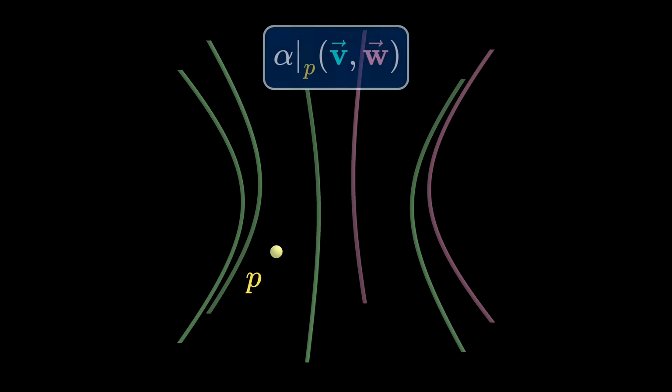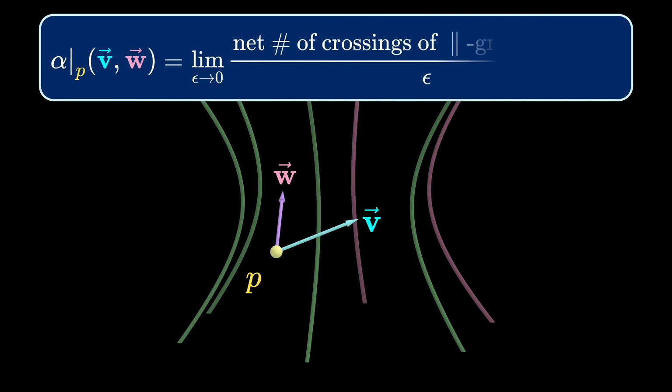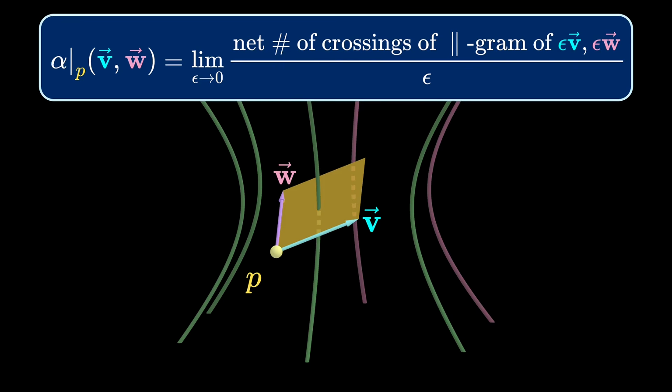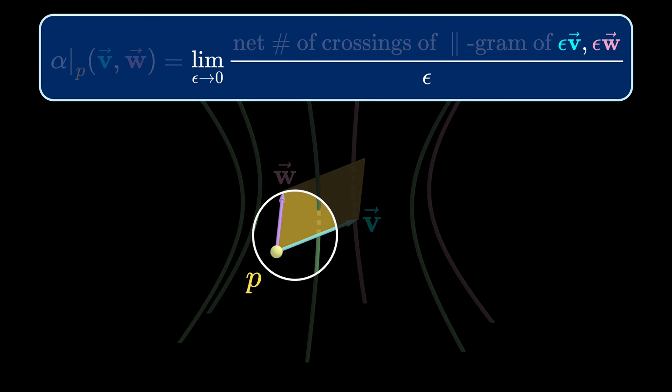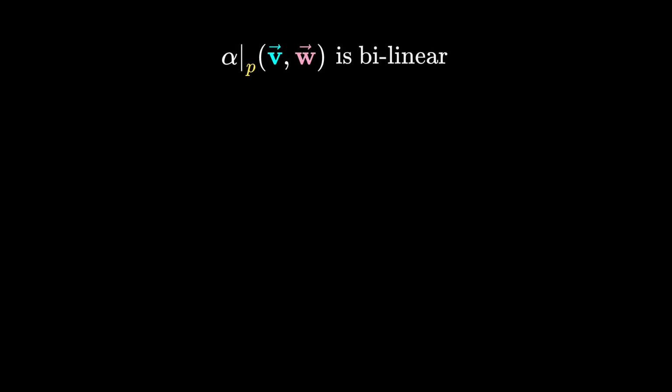Pick a point P, and we define the differential form alpha at this point P to be a function that takes in two input vectors v and w, and outputs a limit, similar in spirit to the previous case, but this time it involves the crossings of the parallelogram formed by the vectors epsilon v and epsilon w. Since we are taking the limit, we only care about the small vicinity around P, and this function is also expected to be nice and bilinear.